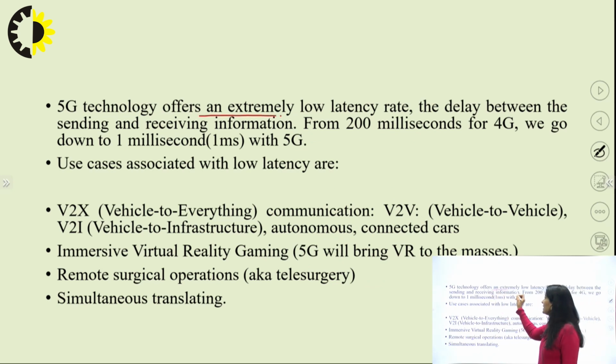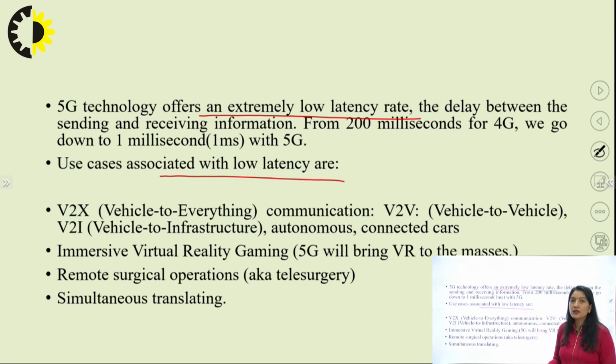5G technology offers extremely low latency rate, we have already discussed. So the use cases associated with low latency, use cases means the applications that we can use with the help of low latency. Low latency means there is no delay, right? If we are talking about 1 millisecond, then we can say that it is not a delay, right? So with the help of this low latency, we can expect vehicle to everything. Vehicle to everything means you are in your car or you are in a train and you are connected to every device, right? You are connected to your home appliances, you are connected to your car, everything. So that is the use case of 5th generation.